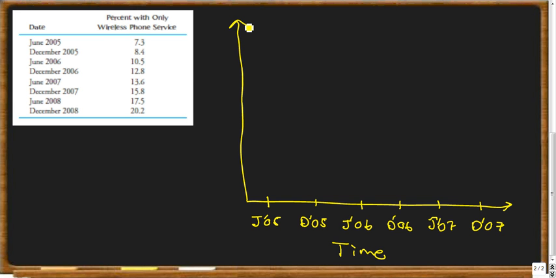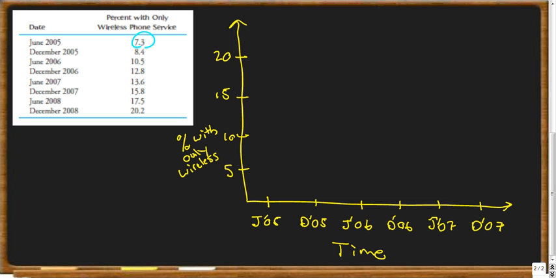And then over here, we're going to have percent with only wireless. And so we start off with 7.3, so it may make sense to start off with a number like 5. We go to 10, 15, and 20. And so now we just have to go through and plot. Obviously, we're on this line. So we just need to plot our points in the right spots.